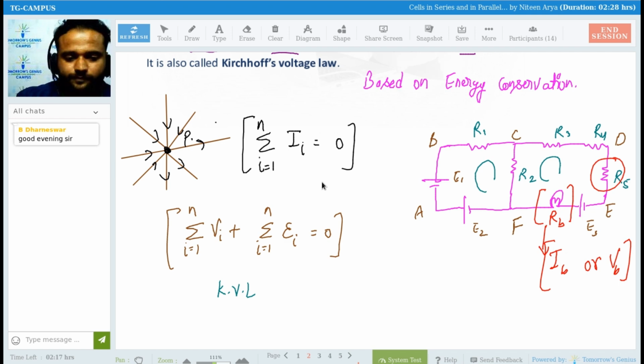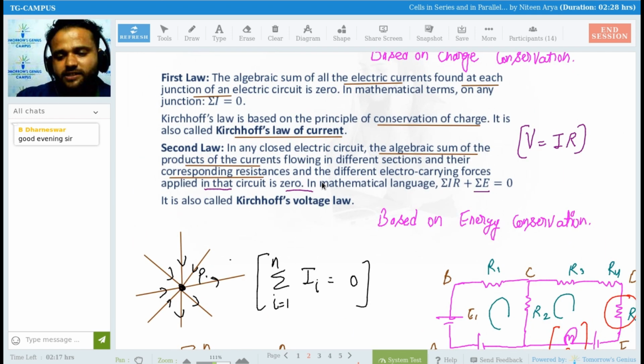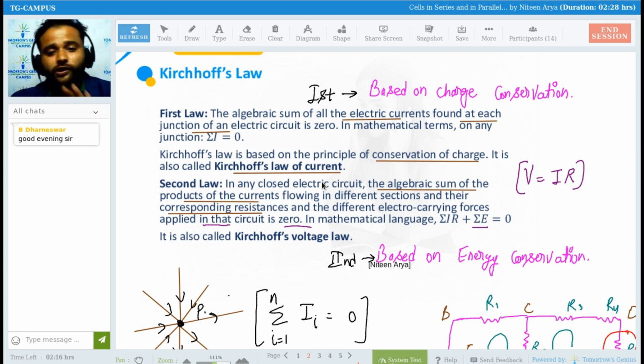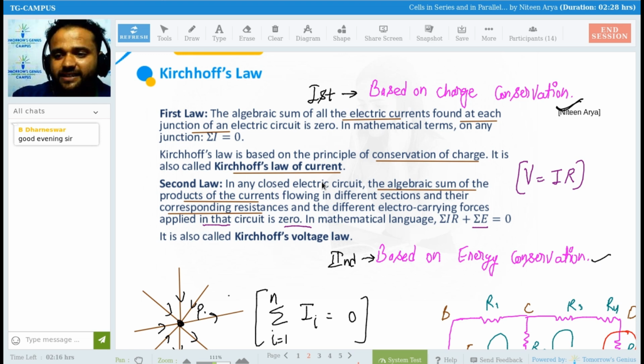So we have two kinds of laws. The first is based on charge conservation, and the second one is based on energy. This is your first law, and that is your second law. If you don't remember anything, at least remember this thing, or rather understand this thing. Is this clear, everyone, till now?